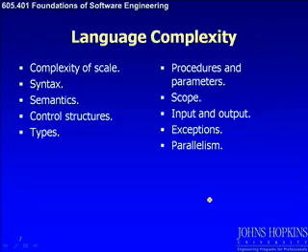Semantics, that's the meaning of the sentences in the language. Control structures, different kinds of control structures. Some languages have very simple control structures, like one if then else and one loop construct. Other languages have 3 or 4 or 5 different looping constructs and lots of different branching constructs.